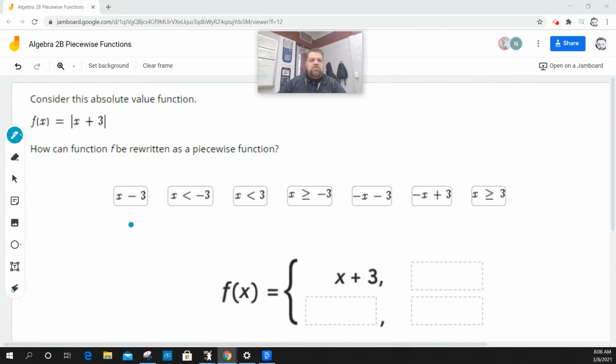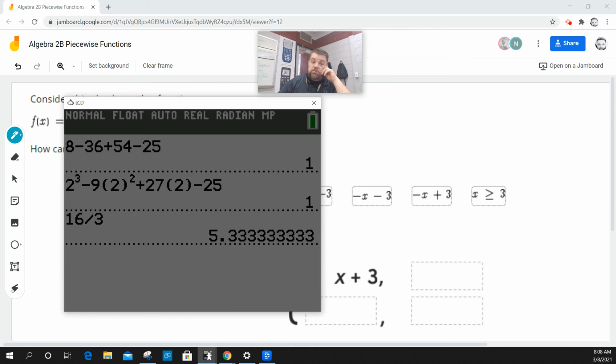All right, so for this one, it says consider the absolute value function f of x is equal to the absolute value of x plus 3. How can the function f be written as a piecewise function? Well, let's look at the absolute value function.